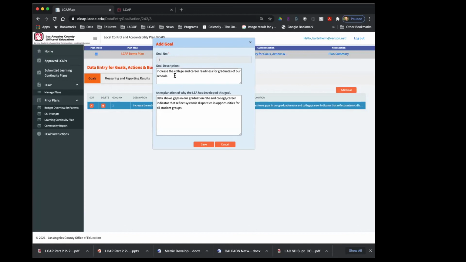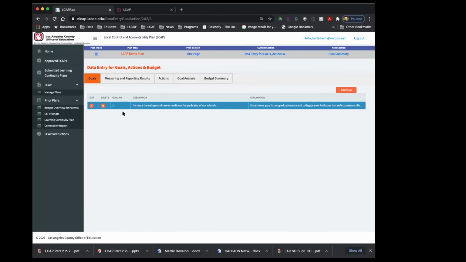You'll give a brief goal description. This is kind of your big goal statement. And then the explanation of why the LEA developed this goal. I actually borrowed as a sample the action that Amy presented earlier. You will have the option, when you've created a couple goals, if you wish to move your goals around, to change the order of goals within this table.